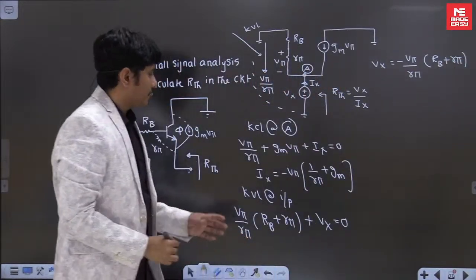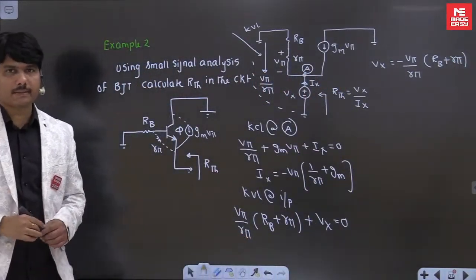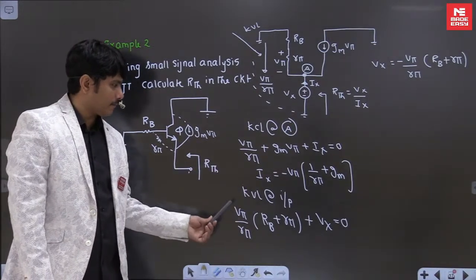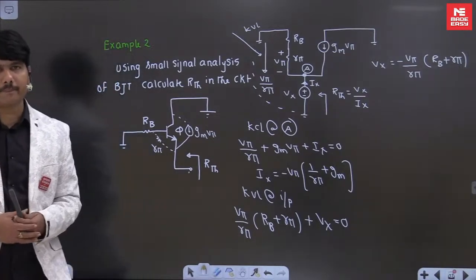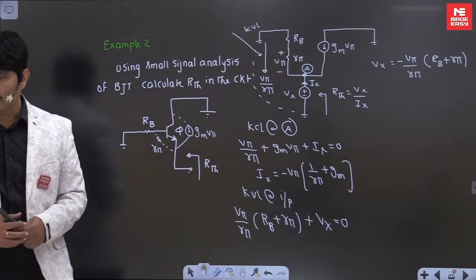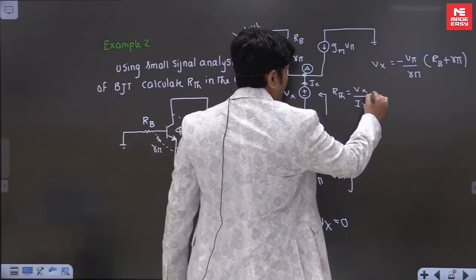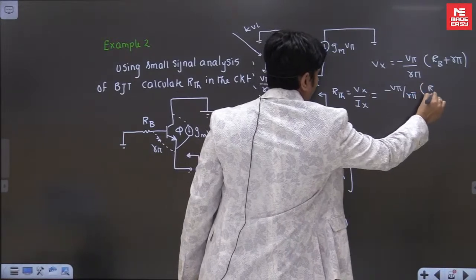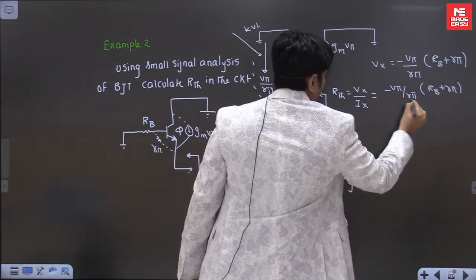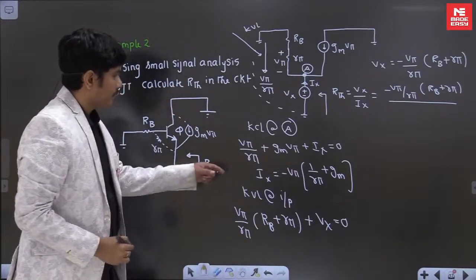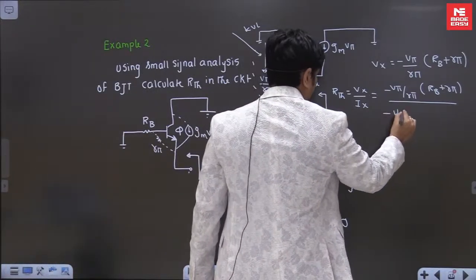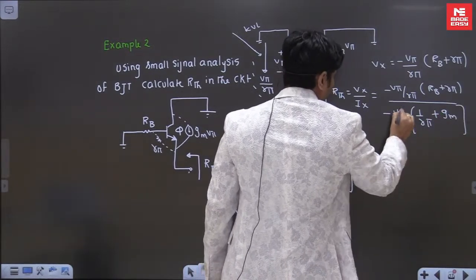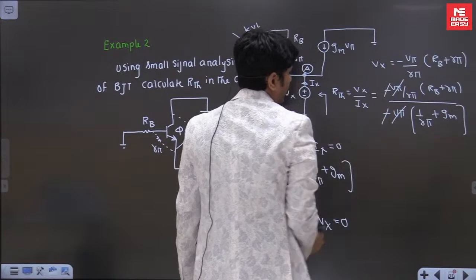Perfect. So with one KVL and one KCL, we get Ix in terms of V pi and Vx in terms of V pi. So we'll take the ratio and cancel the V pi, and we'll get the answer. Correct? It's a simple way of doing these problems. So the answer is minus V pi by R pi into RB plus R pi. This is Vx divided by Ix. Ix is minus V pi into 1 by R pi plus GM. So can you feel that V pi is cancelled, minus is cancelled.